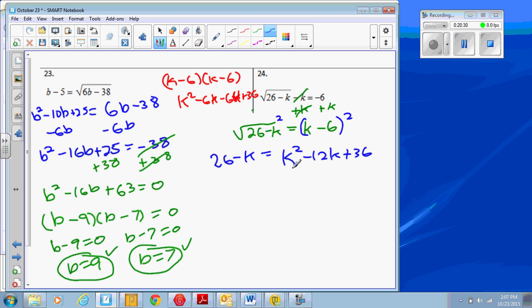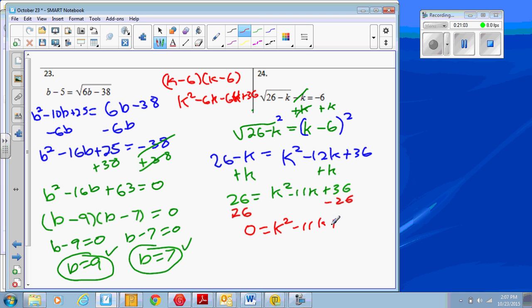So now I go through all the steps that we did before. We've got to get this side over here to be 0. I'm going to add k to both sides. That would add here. So I got 26 equals k squared minus 11k plus 36. Now I'm going to get rid of this 26, so what I'm going to do is subtract 26 from both sides. So when I subtract 26, I get 0 equals k squared minus 11k plus 10.